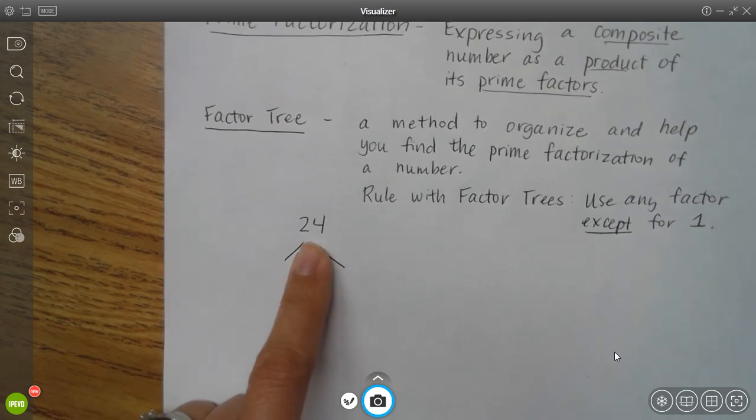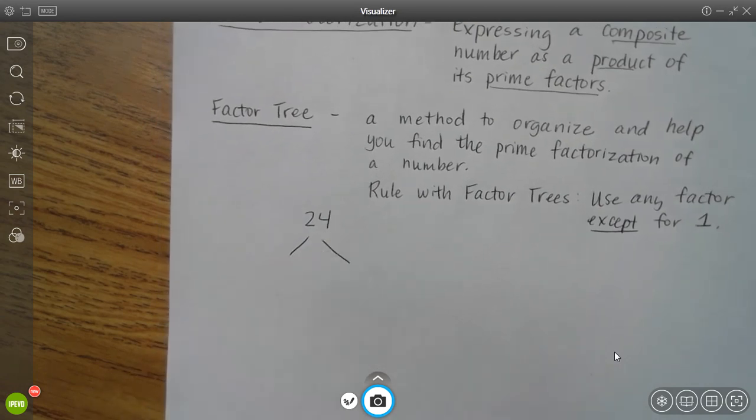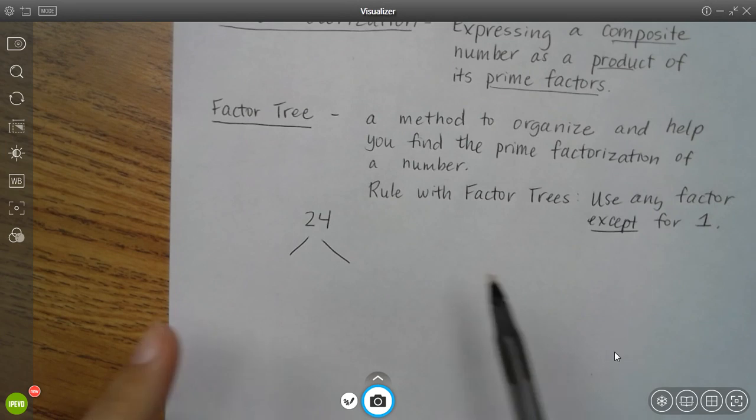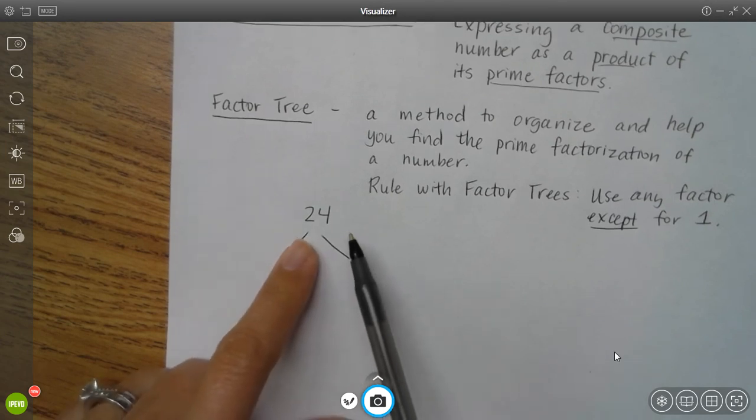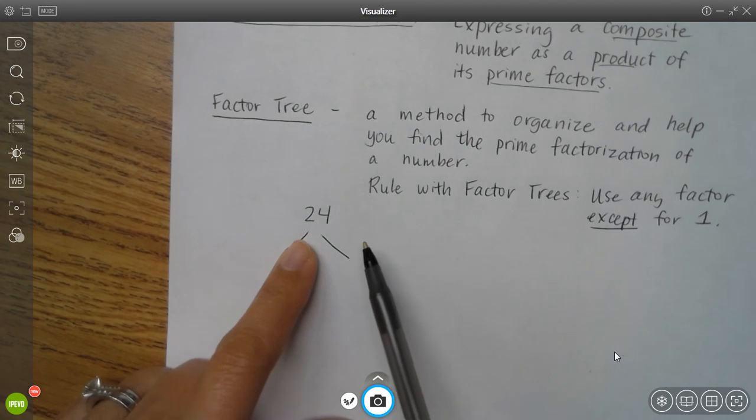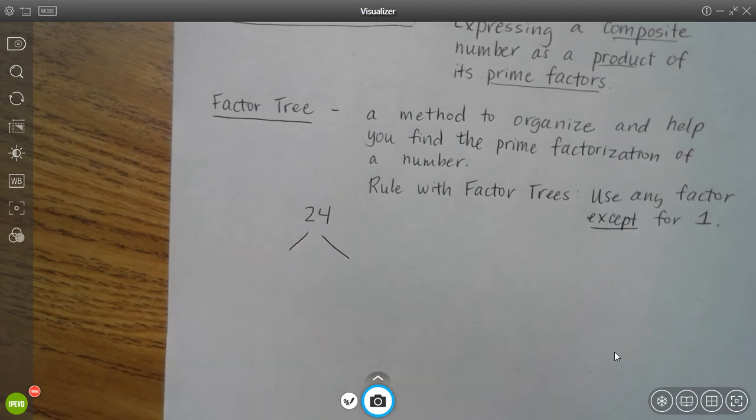So those of you who know your fact families and have mastered your multiplication problems, you would know 2 factors of 24, which would mean what 2 numbers multiplied together make 24. Okay, so 6 times 4 is the first thing that comes to my mind.